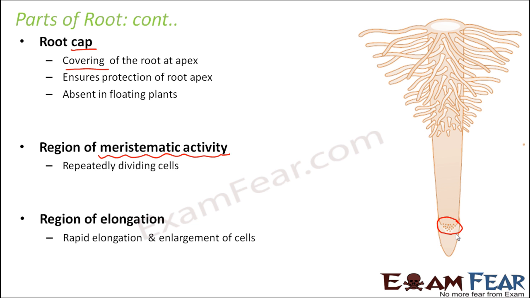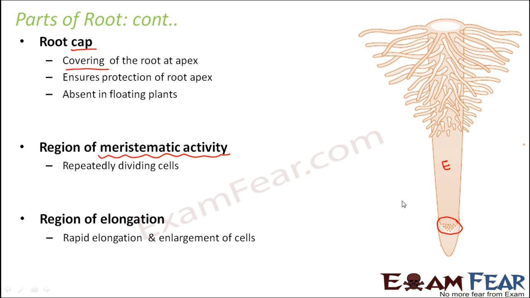Now these cells which are formed, they need to grow. So they need to elongate. So this is the region where rapid elongation and enlargement of cells will take place. So it lies just above the meristematic region. So this was your meristematic region and this is the elongation region. So here the cells will actually start elongating. So the cells which were produced by the meristematic zone will undergo rapid elongation here.